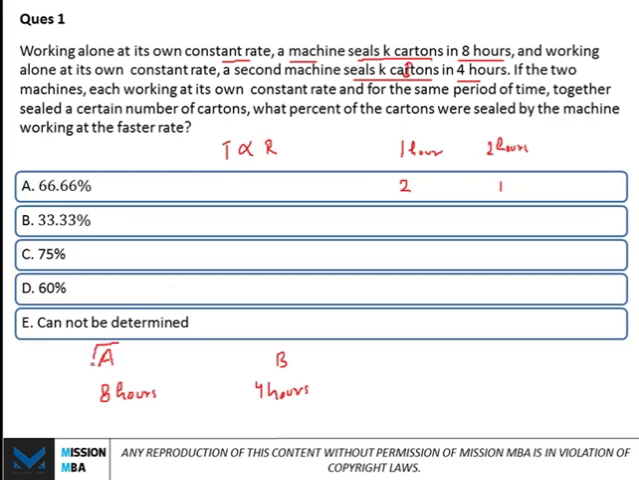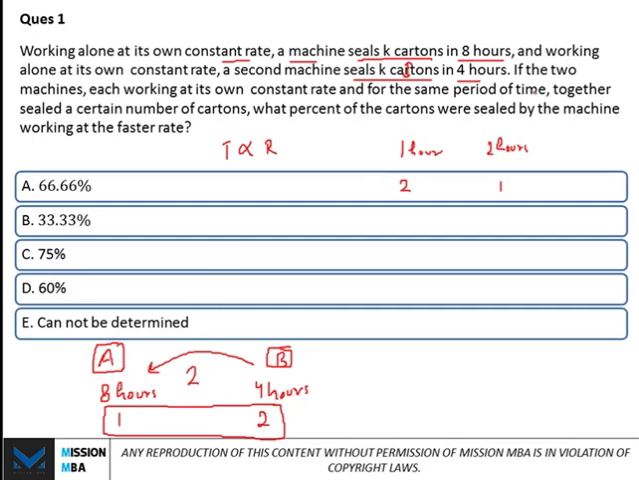So now machine A is taking 8 hours, whereas B is taking 4 hours. That means B is twice as efficient as A because it took half the time. They are inversely proportional. So whenever B does 2 work, A will do 1 work because B is twice as efficient. Why? Because it is taking half the time. That's it. So whenever they work together, B will work 2 parts and A will work 1 part.